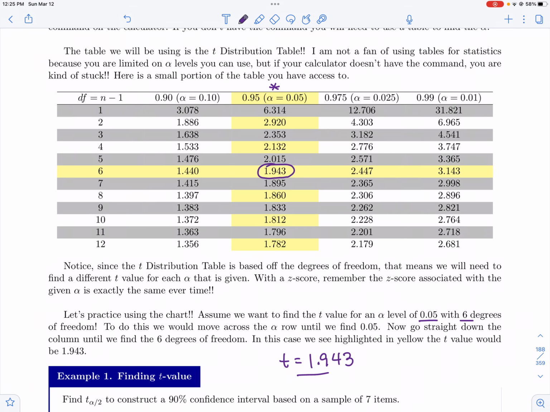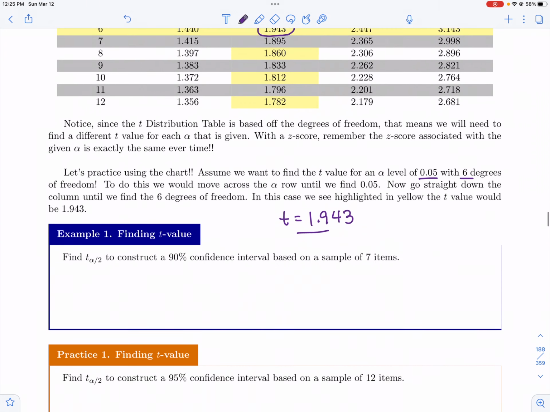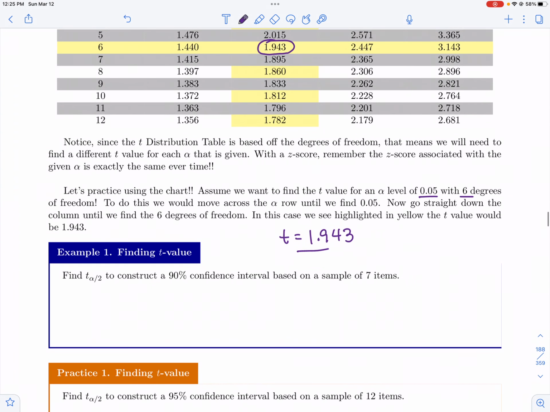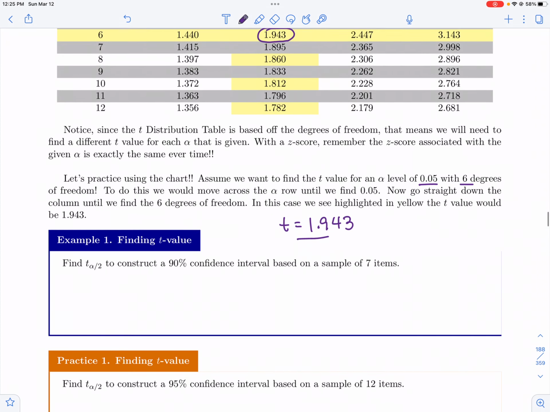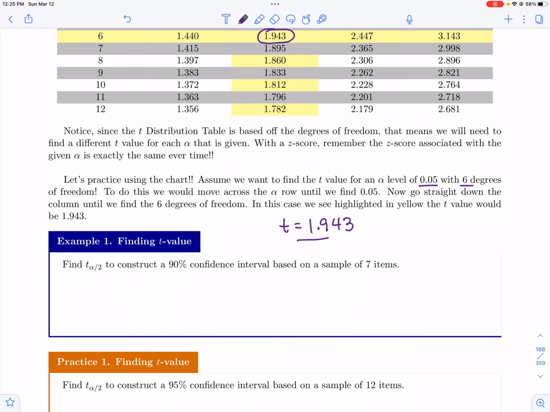All right, so I'm going to show you for example one, how to find the t-score using the table and using the calculator, so we can see how to do it. So for example one, we've got to construct a confidence interval of 90% with a sample of 7 items. So for this one, our 90% confidence level tells us we're going to have an alpha of 0.10. Our n is 7, which means our degrees of freedom is 7 minus 1, which is 6.